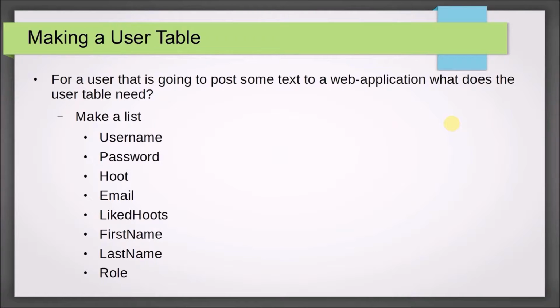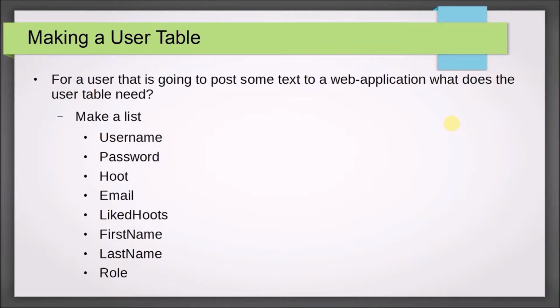So if we were going to try to make a user table, just brainstorm, make a list. What do you think would go into this user table? This might be the list you come up with: a username, a password, a column for Hoots, an email, the liked Hoots for that particular user, the first name, the last name, and the role. And again, this would just be brainstorming.